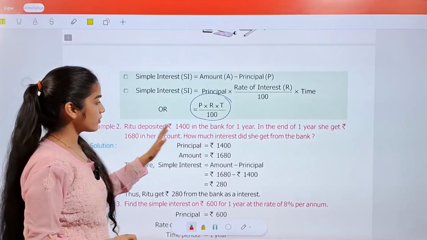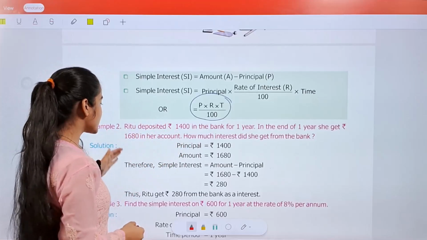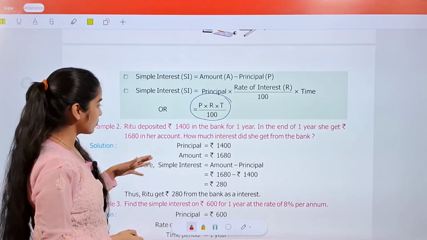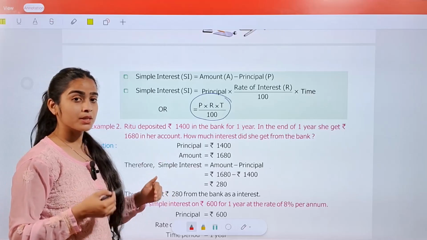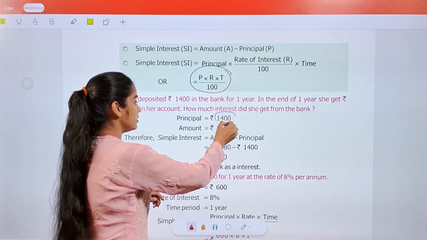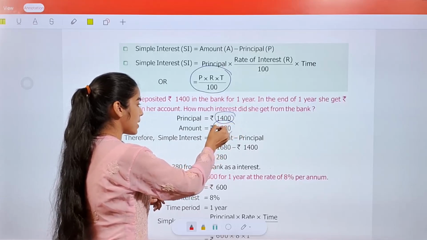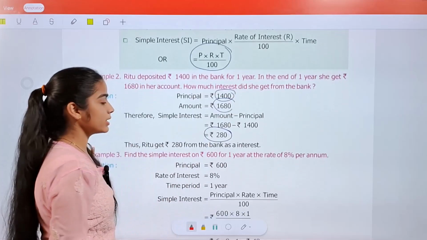Ritu deposits 1,400 in the bank for 1 year. At the end of 1 year, she gets 1,680 rupees in her account. How much interest did she get from the bank? It means what do we have to calculate here? We have to calculate the interest, which means this is the principal, this is the amount. So amount minus principal is referred to as your interest. So 280 is your interest.